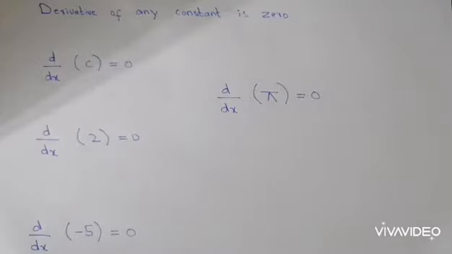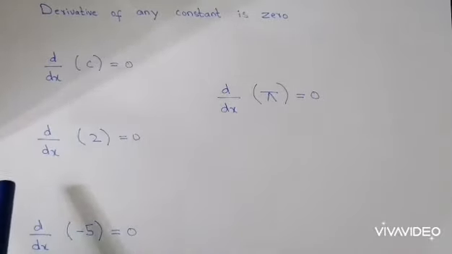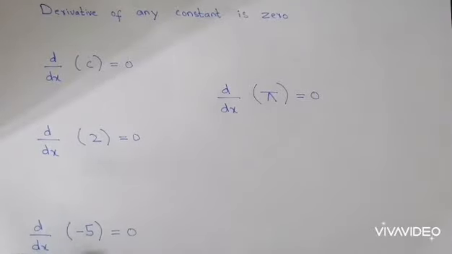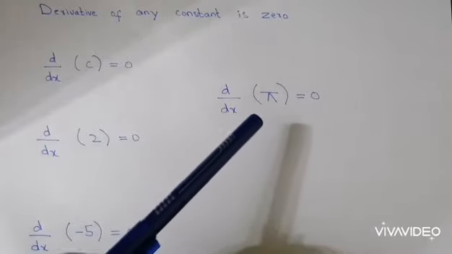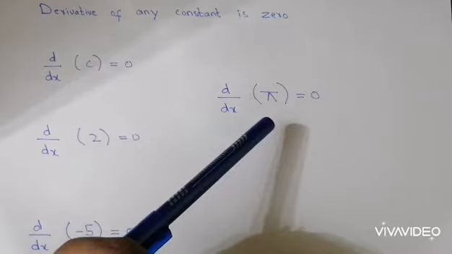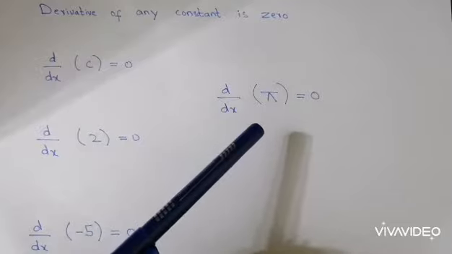In this video we will find out the derivatives. Now first of all, the derivative is denoted by d over dx. The derivative of any constant is equal to 0. For example, the derivative of 2 is equal to 0, 3 is equal to 0, minus 5 is equal to 0. The derivative of pi is also equal to 0 because pi is also a constant. Pi is equal to 22 divided by 7, so the derivative of pi will also be equal to 0.